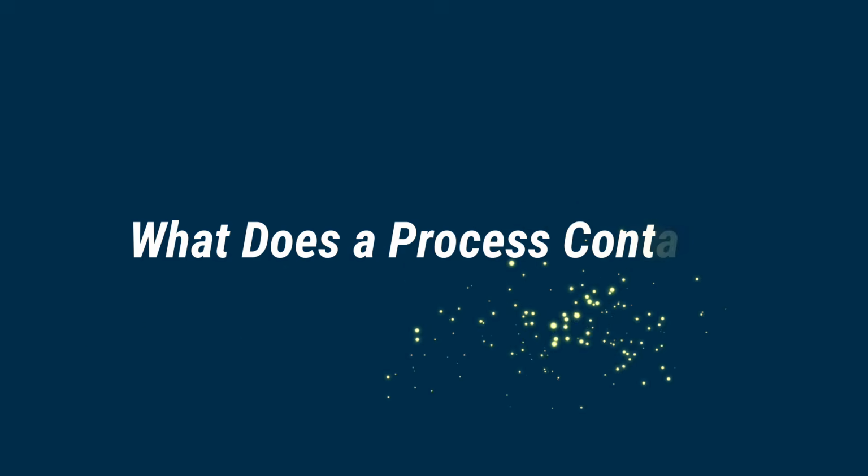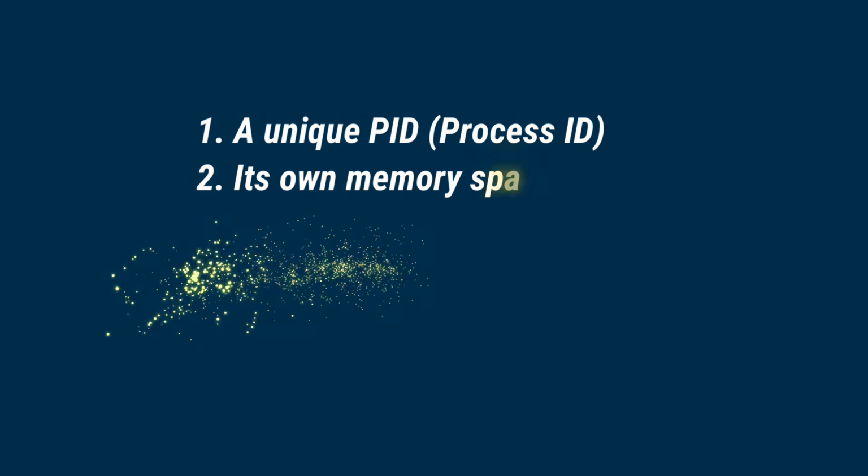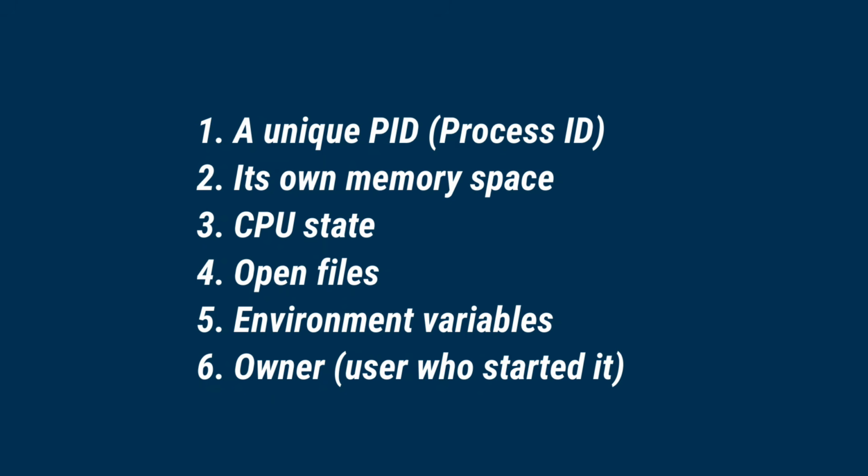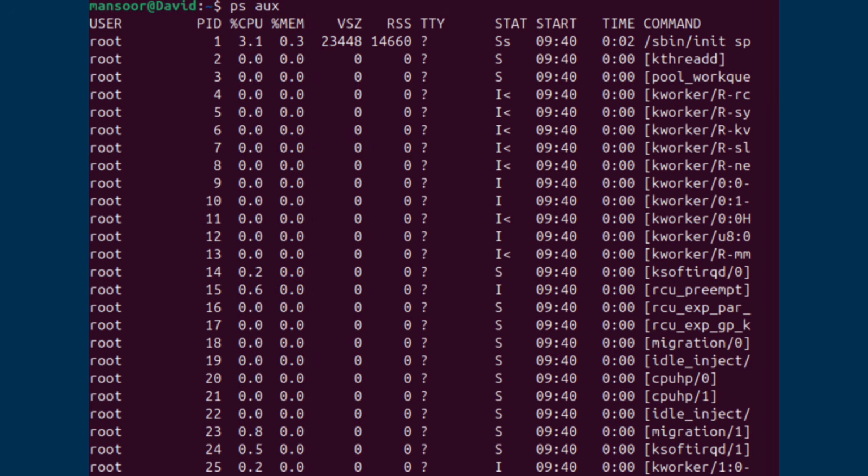Now, what does a process contain? Each process has a unique PID or process ID, its own memory space, CPU state, open files, environment variables, and owner. Linux uses the PID to track and manage processes. You can see processes using ps aux.